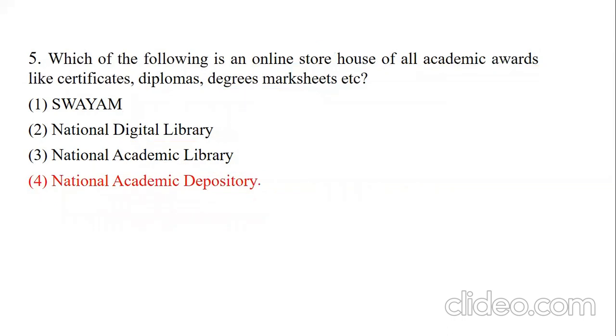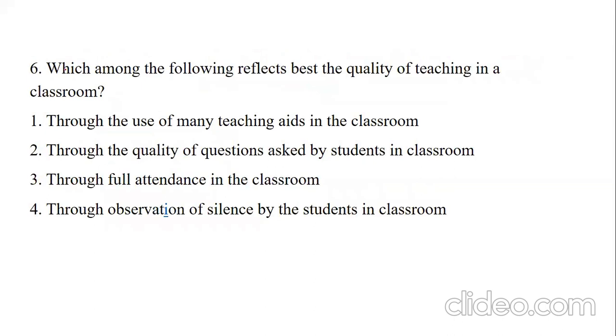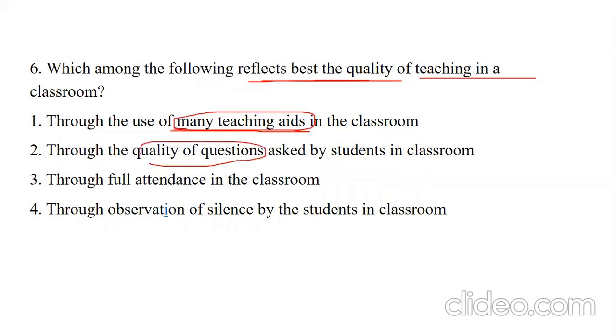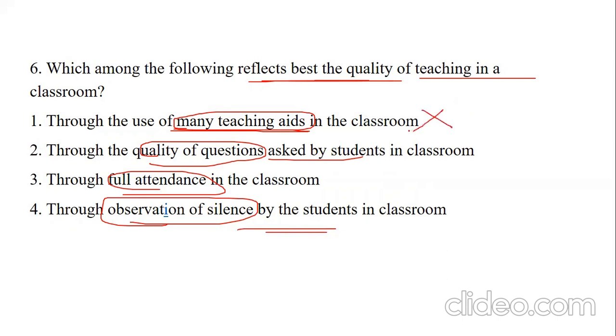So you have option number 4 as your right answer. Now, which of the following reflects the best quality of teaching? Best quality. Now, if you see the options: through the use of many teaching aids, quality questions asked by the students, full attendance, and observation of silence by the students. So if you cut down, definitely too many teaching aids will confuse the student.